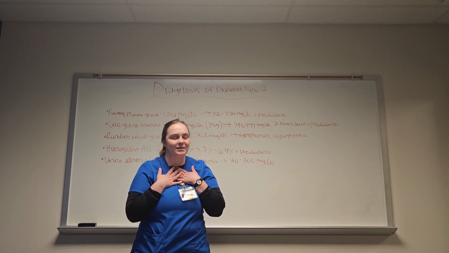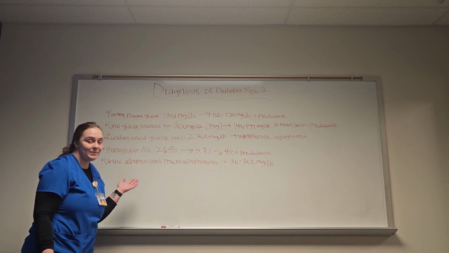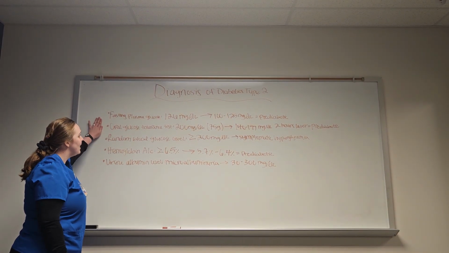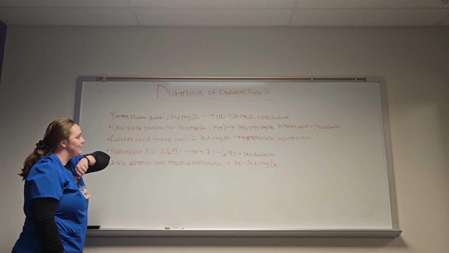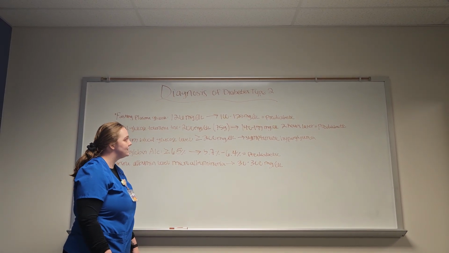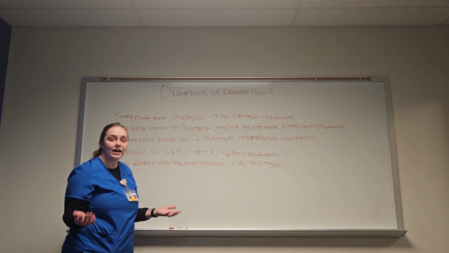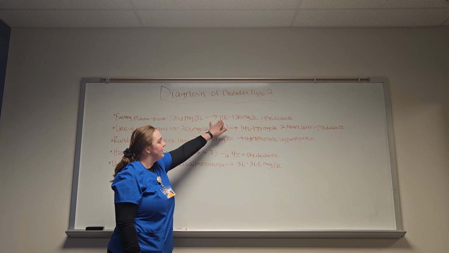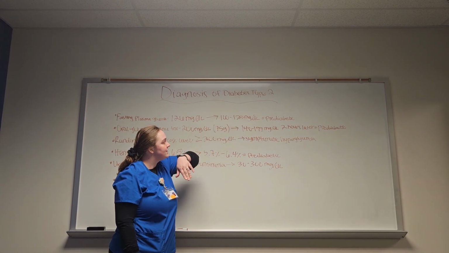Hi, I'm Kirby, and I'm going to be doing diagnosis of diabetes type 2. So there are a couple labs we're going to get. One is the fasting plasma glucose. For a diabetic, it's going to be 126 milligrams per deciliter or higher. This is our pre-diabetic level, 100 to 125 milligrams per deciliter.